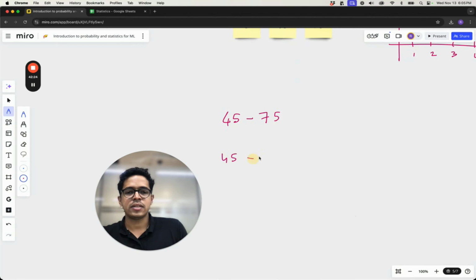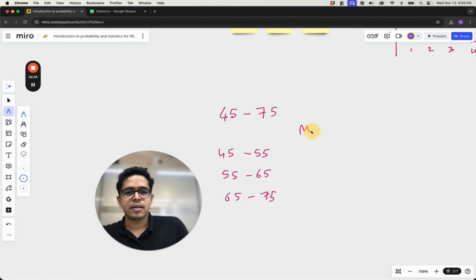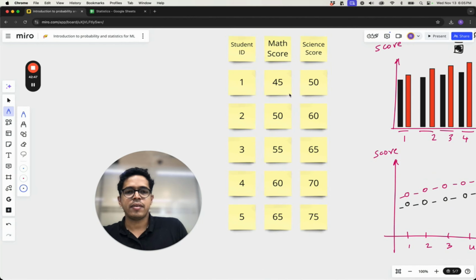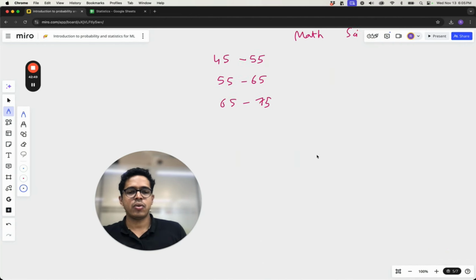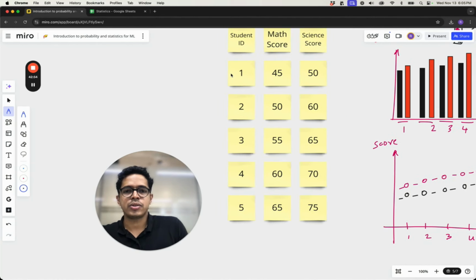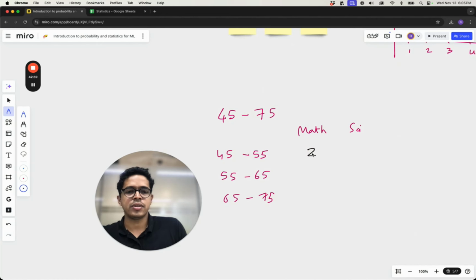Let's say scores ranging from 45 to 55, 55 to 65, and 65 to 75. And this is math, and this is science. Now let's look at how many students scored in the range of 45 to 55 for math. When I say 55, I'm not counting 55 here. It's 45 to less than 55. Here only 2 students, student ID 1 and 2, scored in that range, so the number corresponding to this is 2.